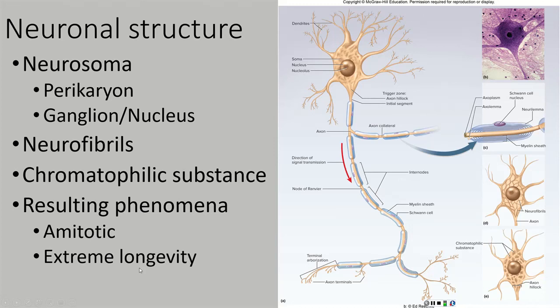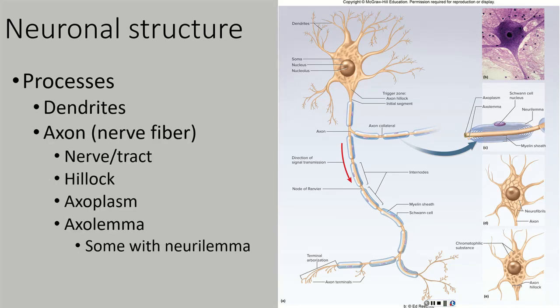But neurons are extremely long-lived. We say they have extreme longevity. That means they live a really long time. How long do they live? Well, in general, they live as long as you do. They can live over 100 years, just like a person can, which is really important if they are amitotic and cannot go through cell division.